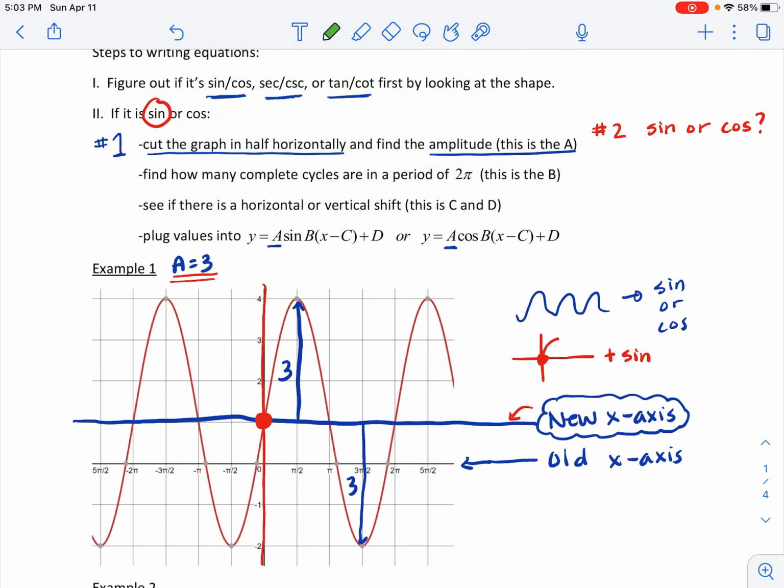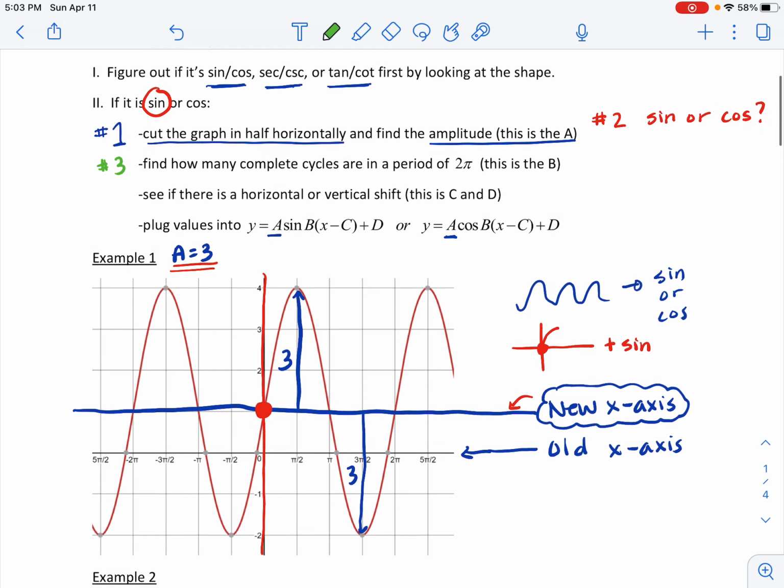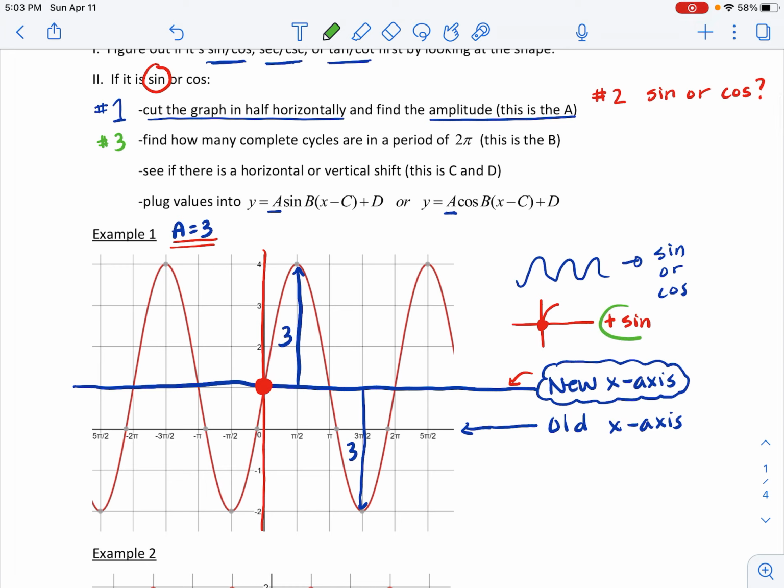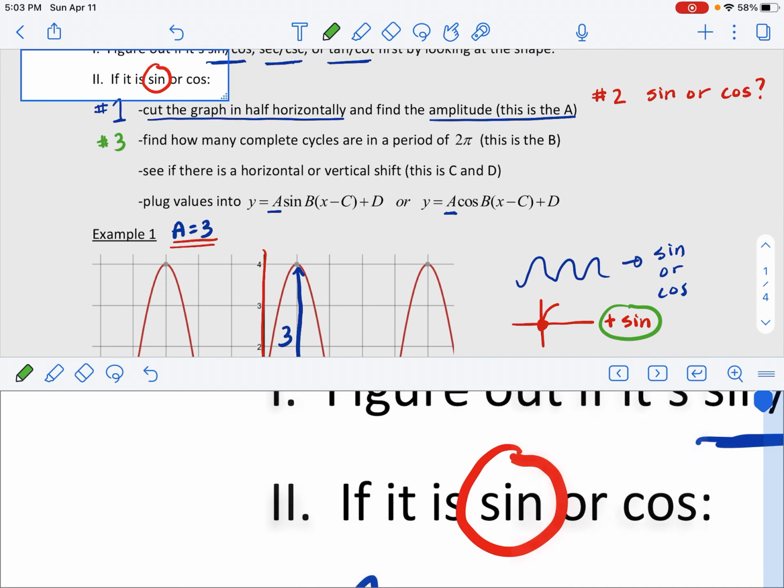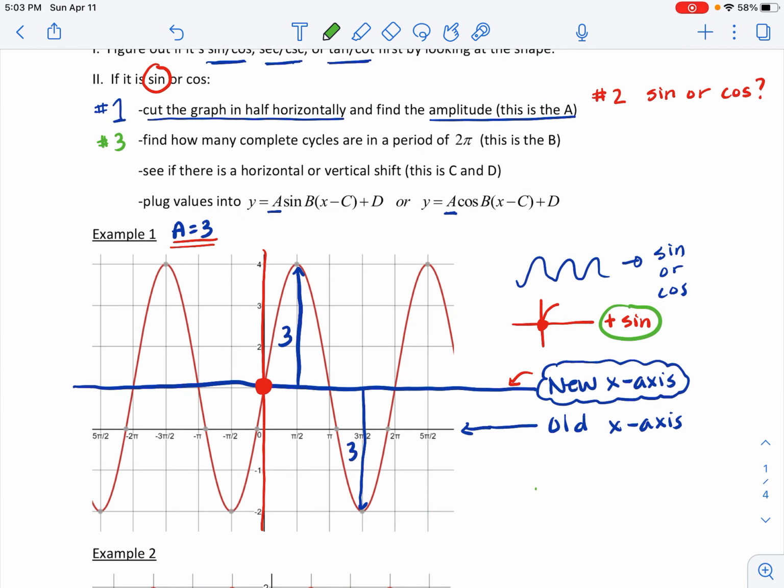All right, now the next part, and I kind of got that out of order there. I apologize. Let's do this in a different color, like green. So step number 3 is to find how many complete cycles are there in a period of 2 pi. Sometimes this is a little bit harder to tell, but we're dealing with a sine graph. What does the complete cycle of a sine graph look like? Basically, what does it look like before it starts to repeat? A complete sine graph is going to start at 0, 0, then go up, back to 0, and then go down and back up to 0 again. And at that point, it's going to start repeating itself.